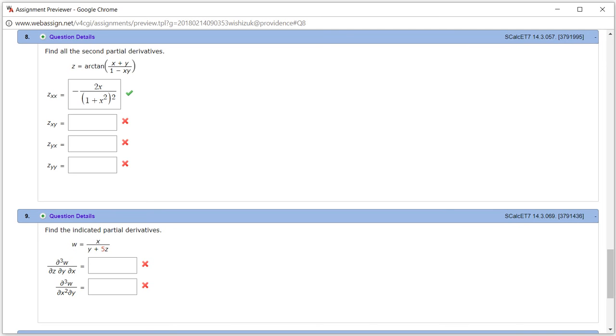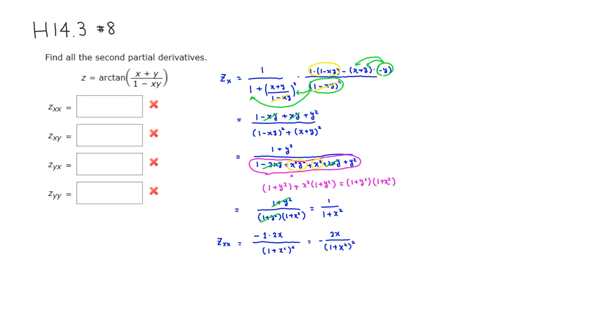All right, so let's look at the mixed partial. So for the mixed partial, we want to find the partial with respect to x first, then the partial with respect to y. So you have z sub x, partial with respect to x, and the partial with respect to y. All right, so let's find that.